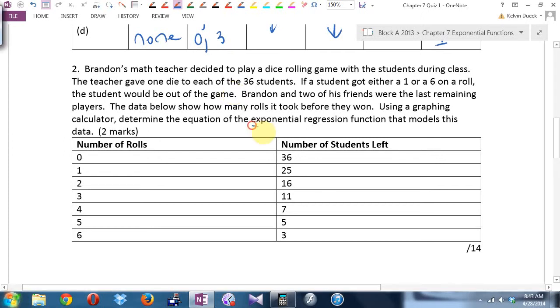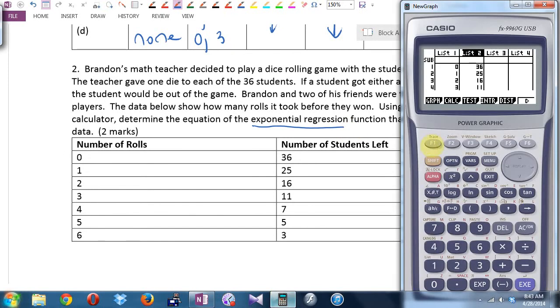An exponential regression. Okay? The reason I'm pointing that out is on your last test, I said find a cubic regression, and many of you found a linear. Or I said find a cubic, and many of you found a quadratic. You have to read. They're making a suggestion as to what kind of graph it is. I've got my data entered.